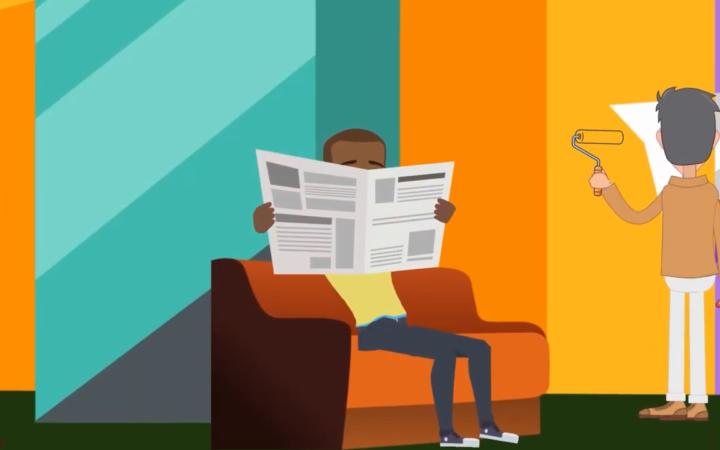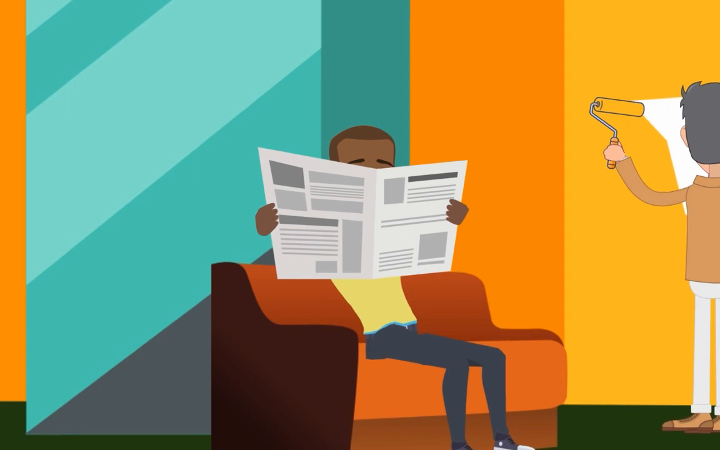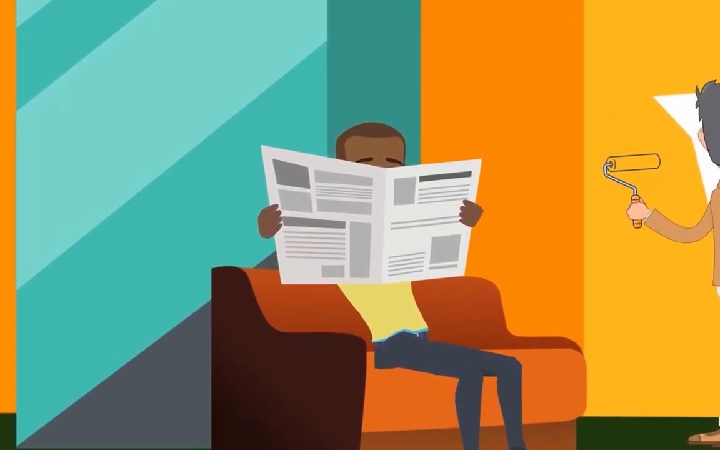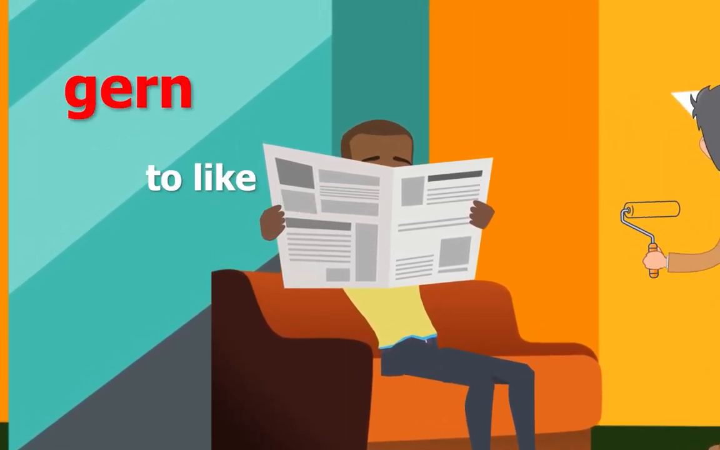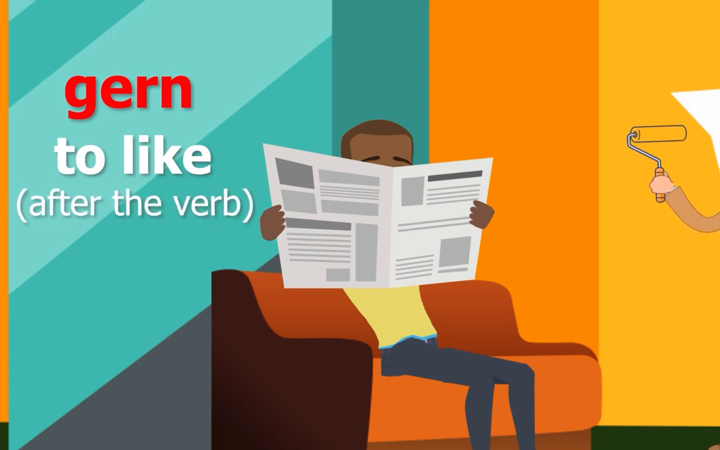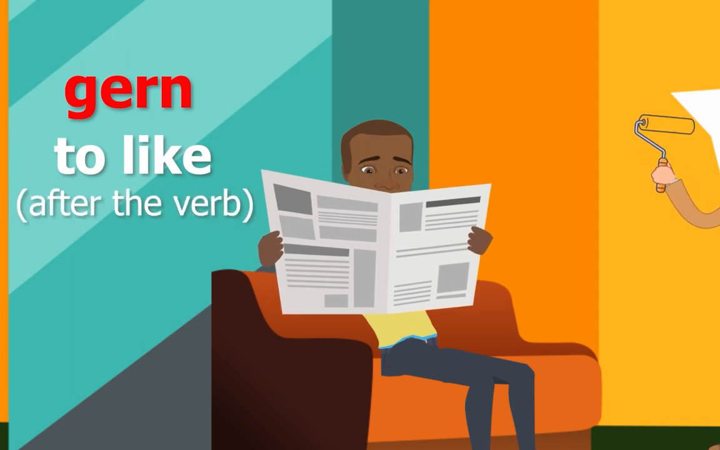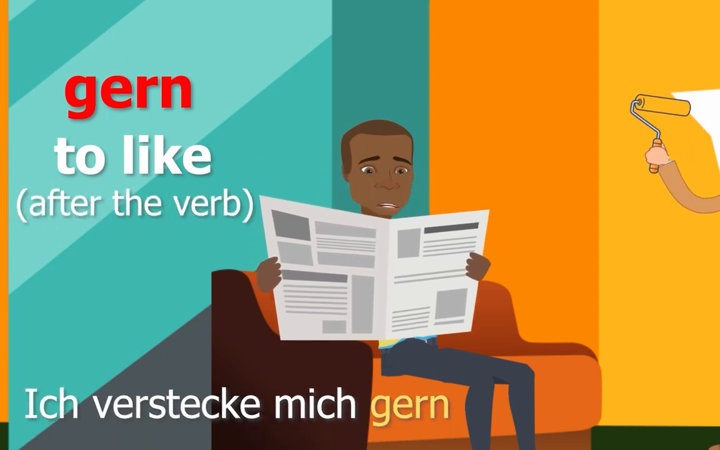When you want to describe liking an action, you will use the word Gern. It means to like and is placed after the verb. I like to hide. Ich verstecke mich gern.